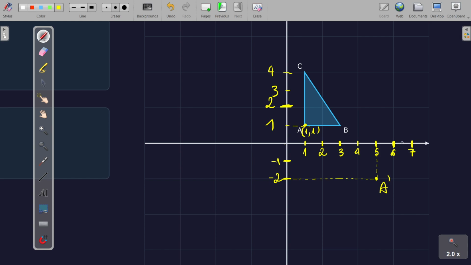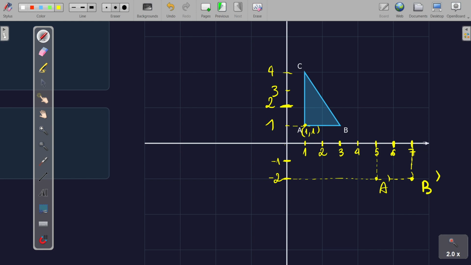And then move down 3 to y equals -2. And I need to mark B dash at 7, -2. So I have to mark B here. This is going to be B dash. Okay.